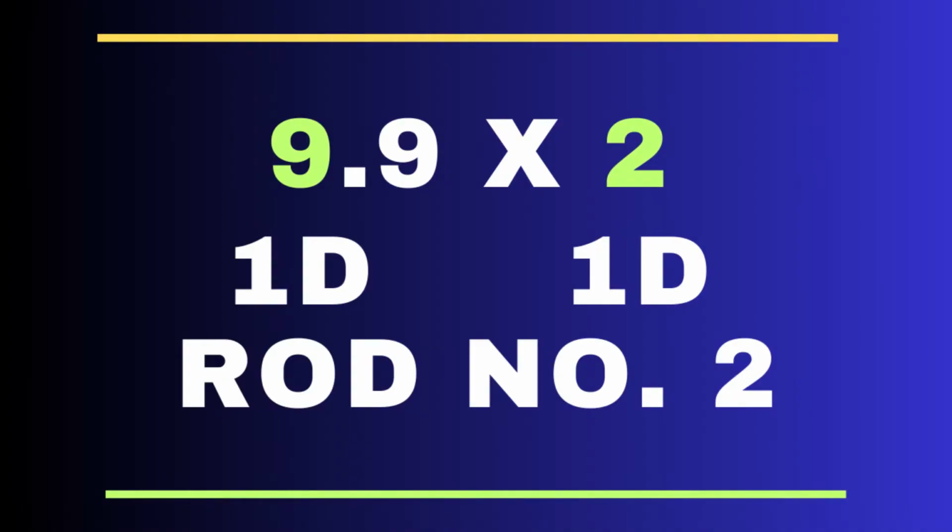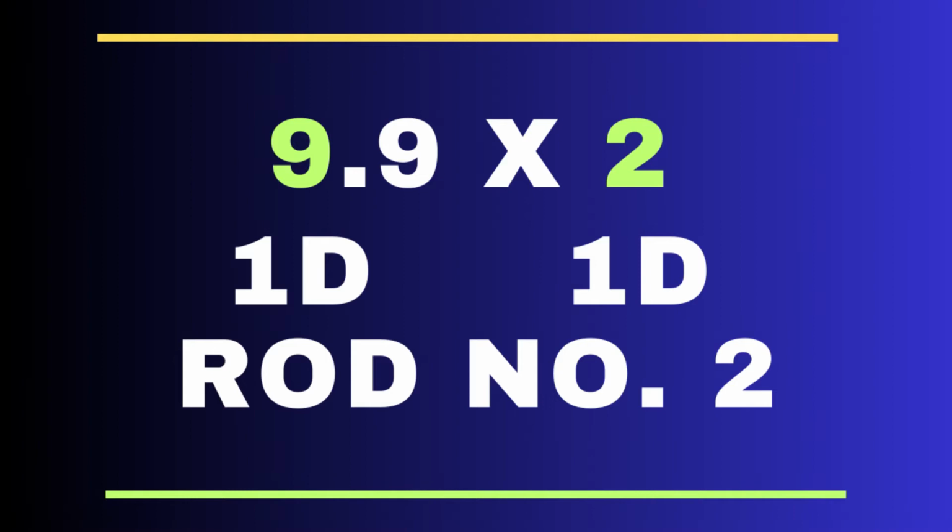So the integral part in 9.9 is 9 shown in green. So that is considered as one digit, and the multiplier has a normal value, that is 2, that is considered another digit. So one digit plus one digit equals 2. That is, we have to take rod number 2.